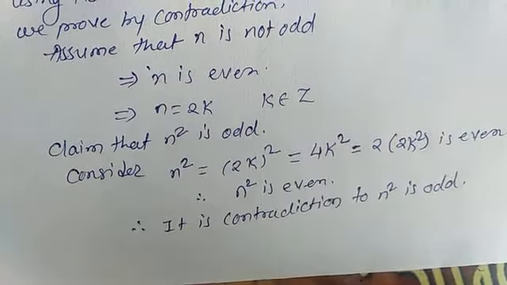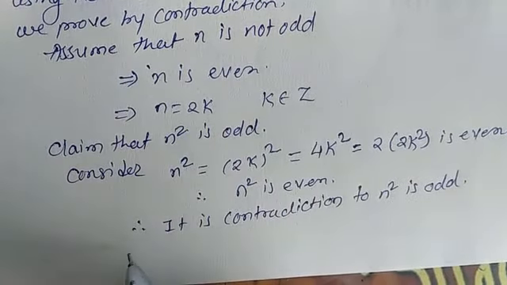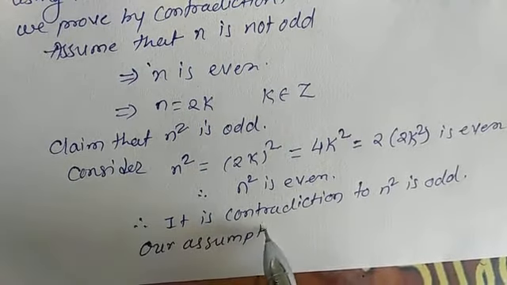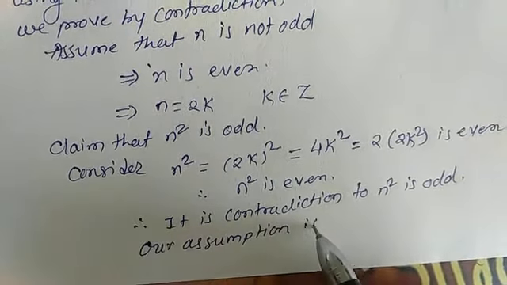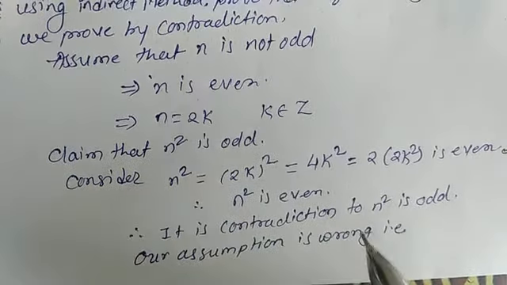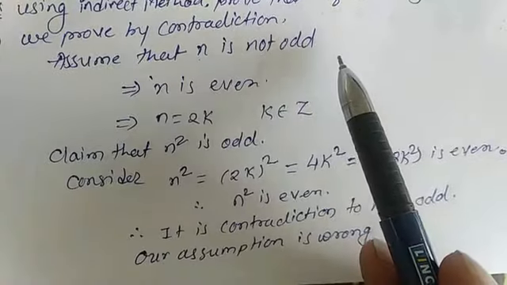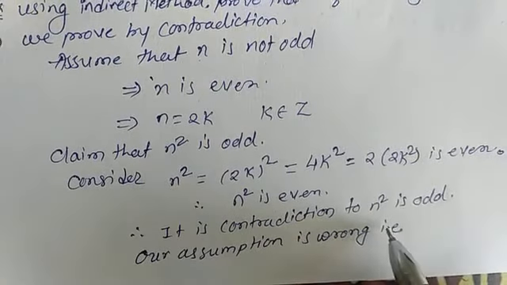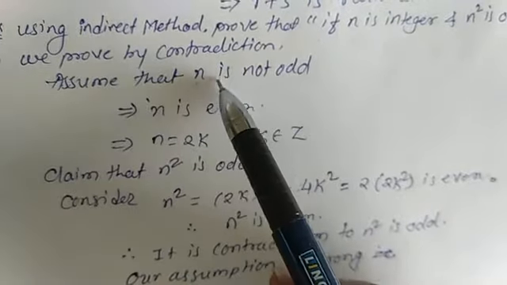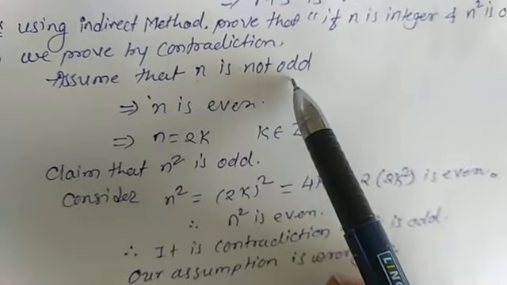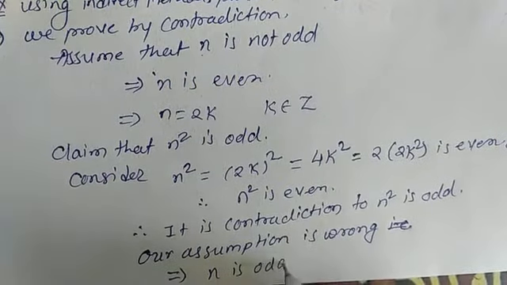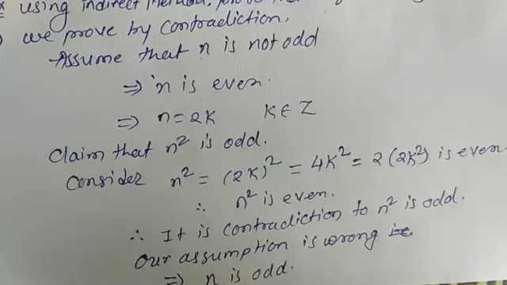Therefore our assumption is wrong, which implies that the assumption we made, that n is not odd, is wrong. That means n should be odd. N is odd. Okay.